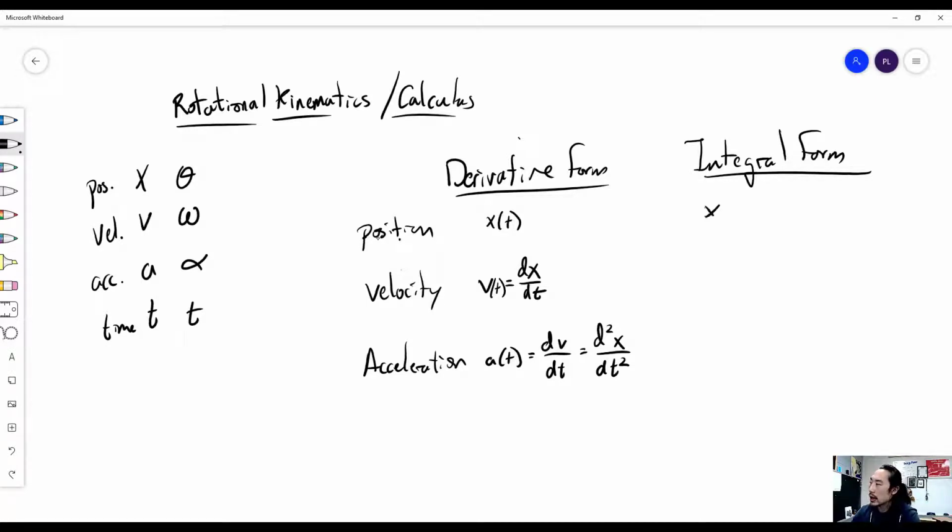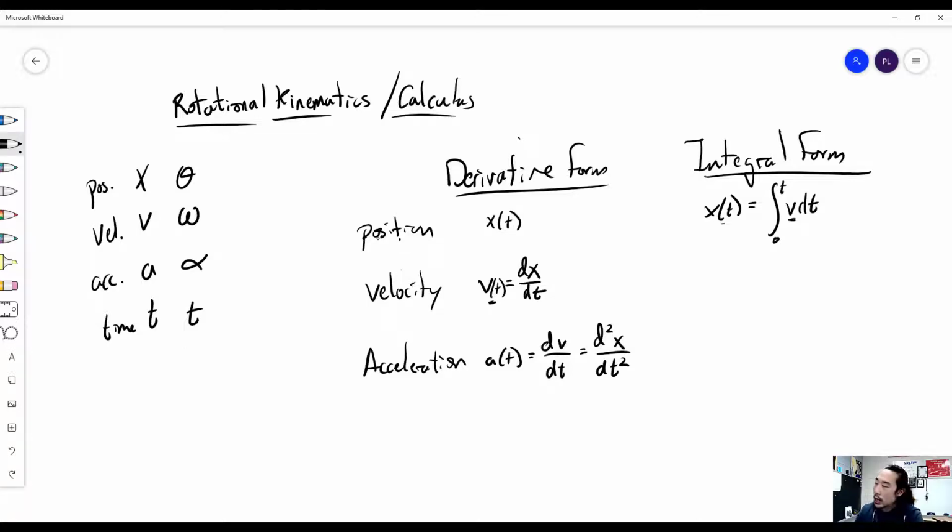So we can say x(t) is equal to the integral of the velocity function with respect to time, usually from time 0 to time final t. We can see how, if you take the integral of the velocity function, you get the position. So it goes forwards and backwards.